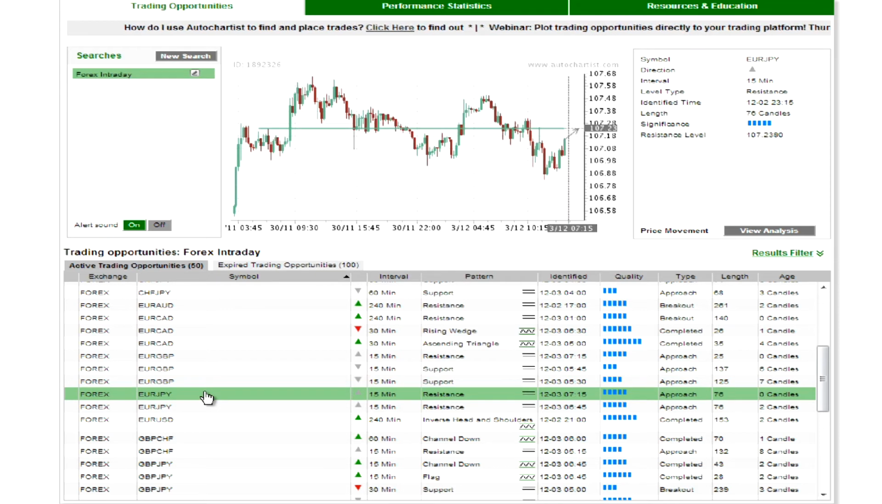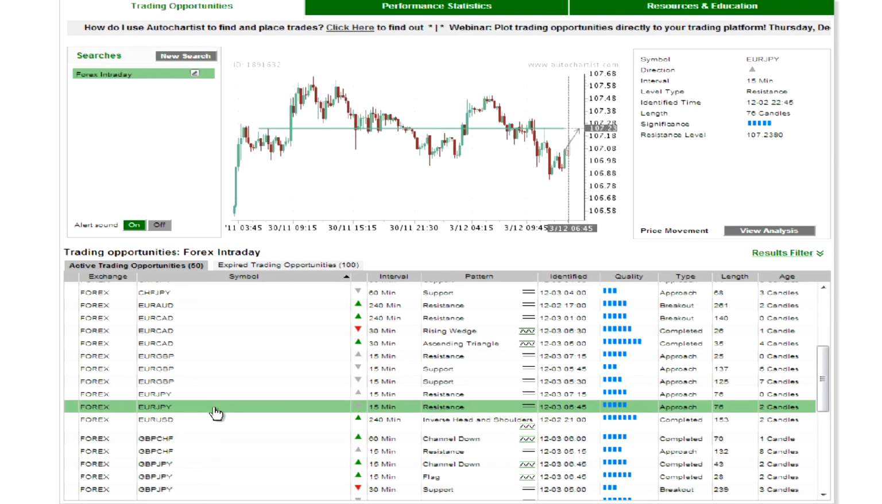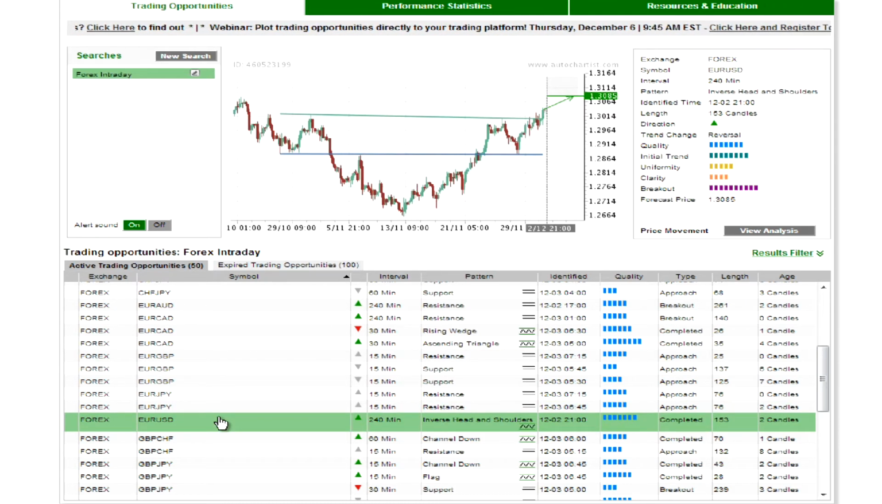Euro JPY, that's quite an interesting pattern. Let's actually trade that. Euro USD, I don't normally trade a single pattern that comes up, but this happens to be an inverse head and shoulders, and I know the stats on that are very, very high, so I'm actually going to trade that. So Euro USD.